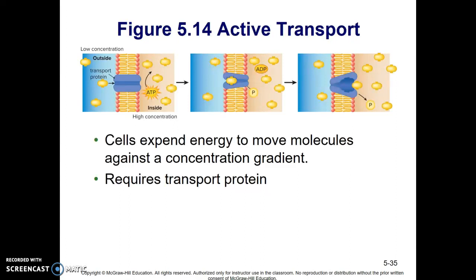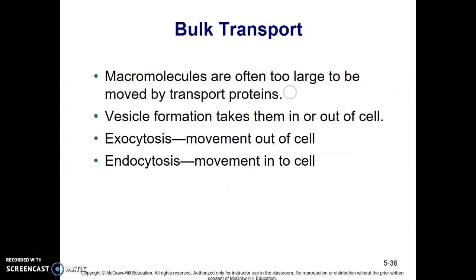It's like walking uphill, going against the gradient. It takes energy to do that. Sledding down the hill doesn't take much. That's like passive transport. Okay? Walking up that hill is active transport, going against the gradient.